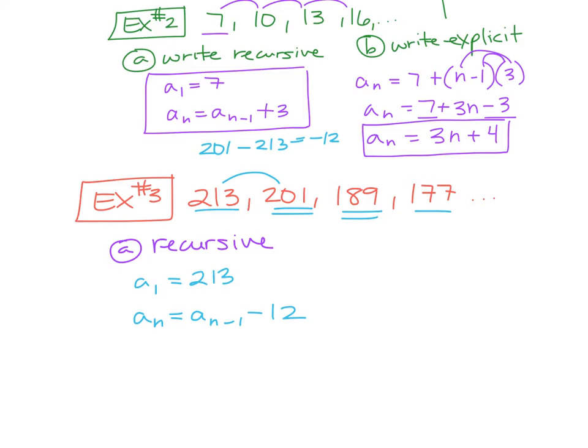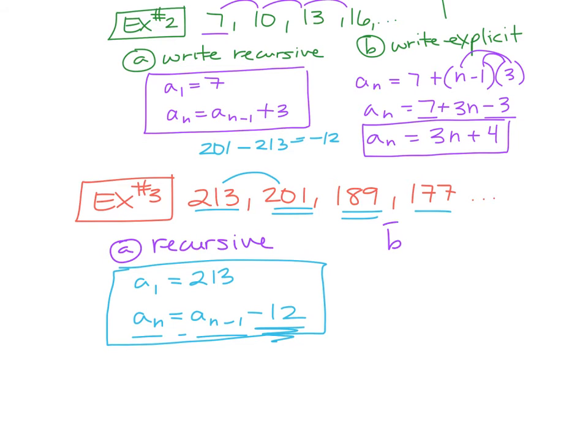So if it asks for the recursive formula, it's always going to have both of these parts. But we're going to have a pattern. It will always have a sub n equals a sub n minus 1, and then whatever your common difference is, plus something or minus something. There's always going to be a common difference. Yes. Mhm.